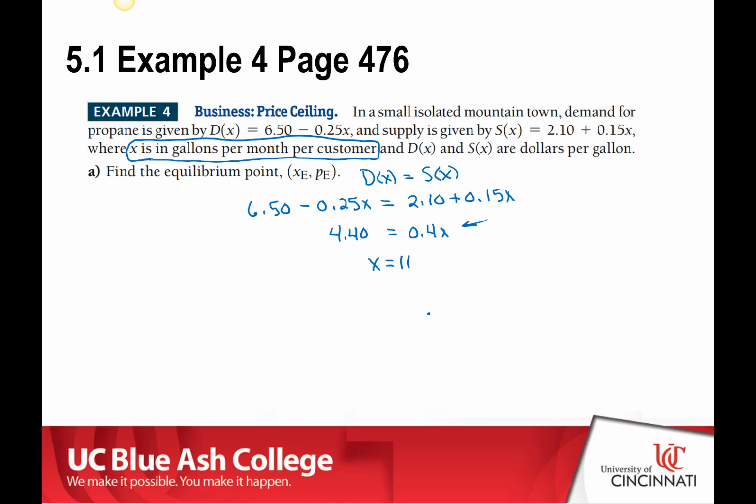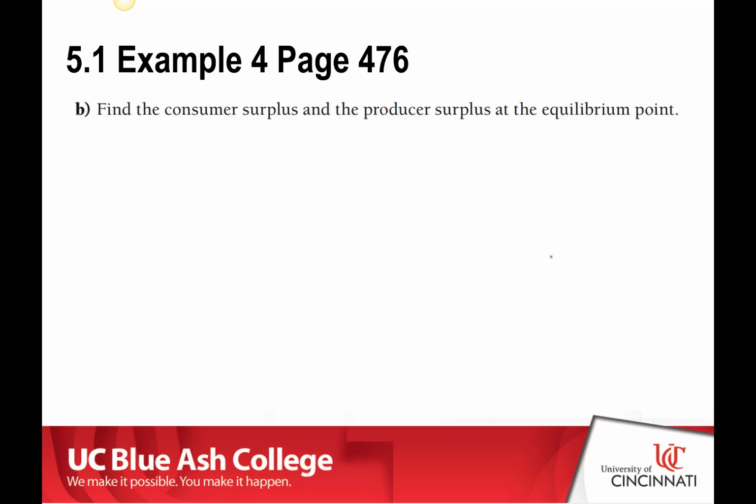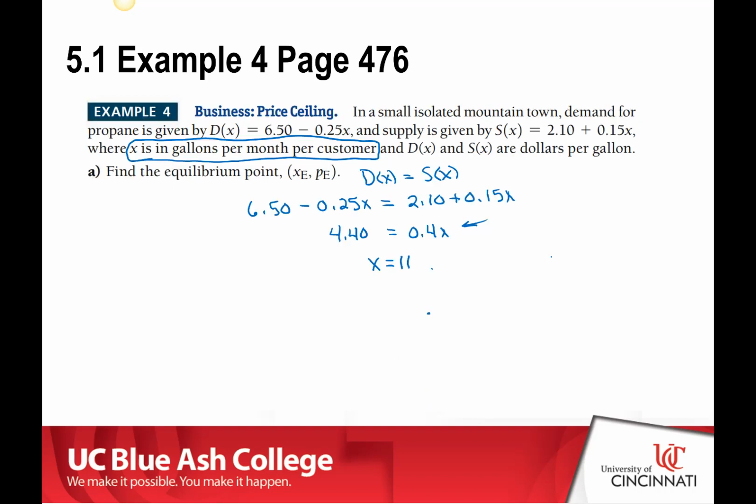We know the number of gallons. What we need to do is determine what the equilibrium price is going to be that will facilitate the sale of 11 gallons per customer.